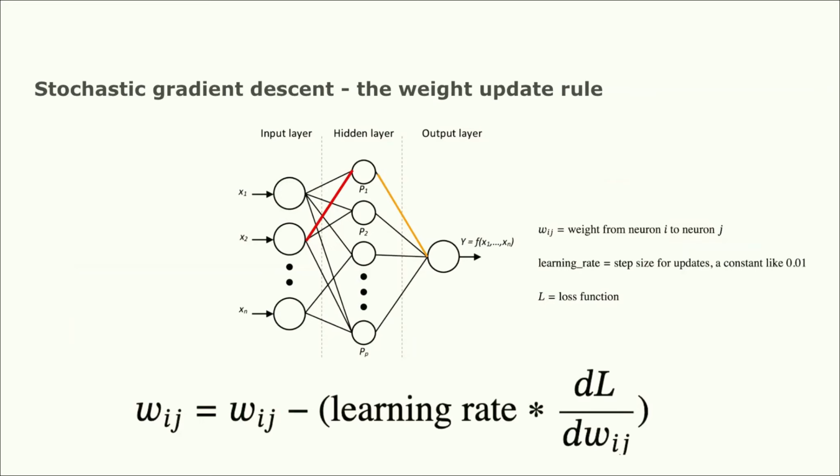So let's discuss a bit about the weight update rule that we use with stochastic gradient descent. A weight in a neural network is usually written as W with a subscript ij. The first subscript i tells us which input neuron the connection comes from, and the second subscript j tells us which output neuron the connection goes to. For example, W with subscript 1,2 means the connection from neuron 1 to neuron 2. W with subscript 3,4 means the connection from neuron 3 to neuron 4.